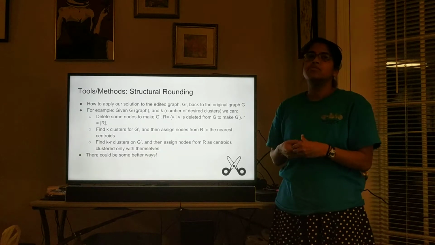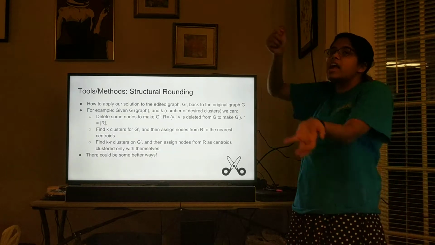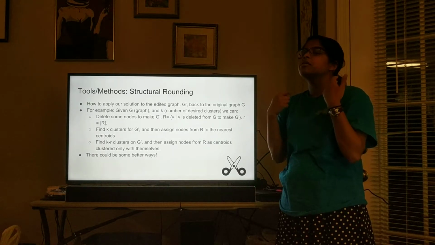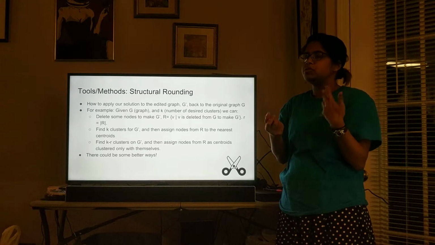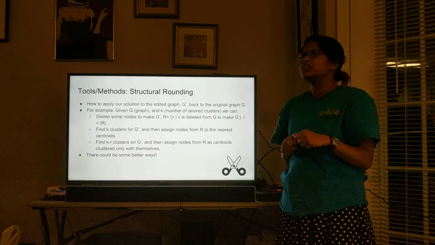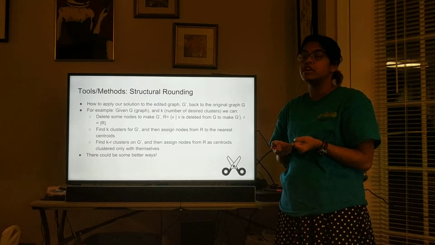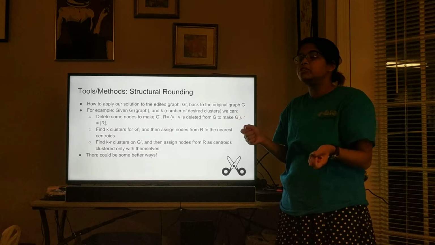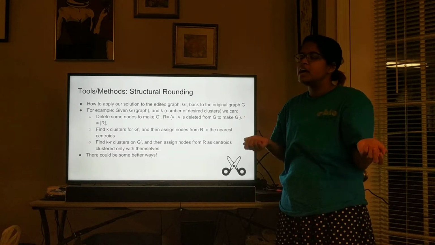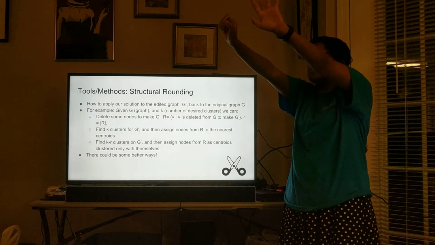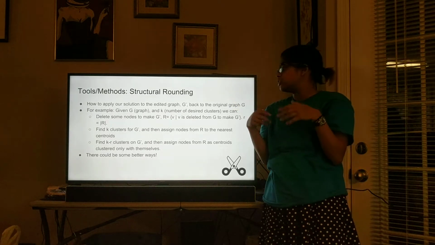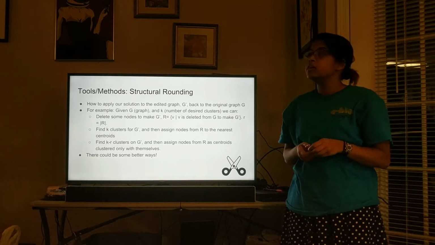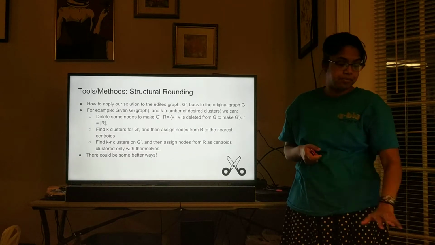Structural rounding is just a word that describes all the different ways that you could apply the solution to the original graph. So for example, you could get K-Medoids on a graph from which you've removed some vertices. When you add those vertices back in, you could just assign those vertices to the closest center, and that would be it. Or if you have removed R vertices, you might want to do K minus R centers on the edited graph, and then when you add those R vertices back in, you just say they're their own center. So there are a couple of different ways to do this, probably way more than I've listed here, and those are different ways that you can get a good solution.